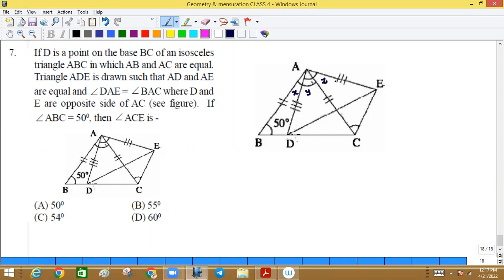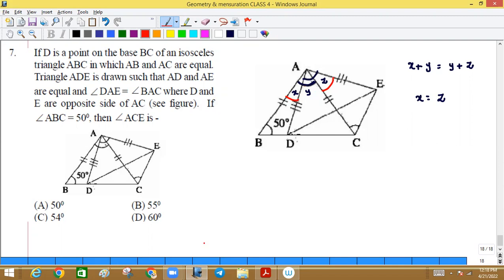What is he giving you? X plus Y is equal to? Can I say Y plus Z? You understand the point here? Angle BAC means what? X plus Y. Angle DAE means what? Y plus Z. So he is giving you that X plus Y is equal to what? Y plus Z. If I cancel Y and Y, I can say X is equal to what? Z. Which means this angle is equal to what?